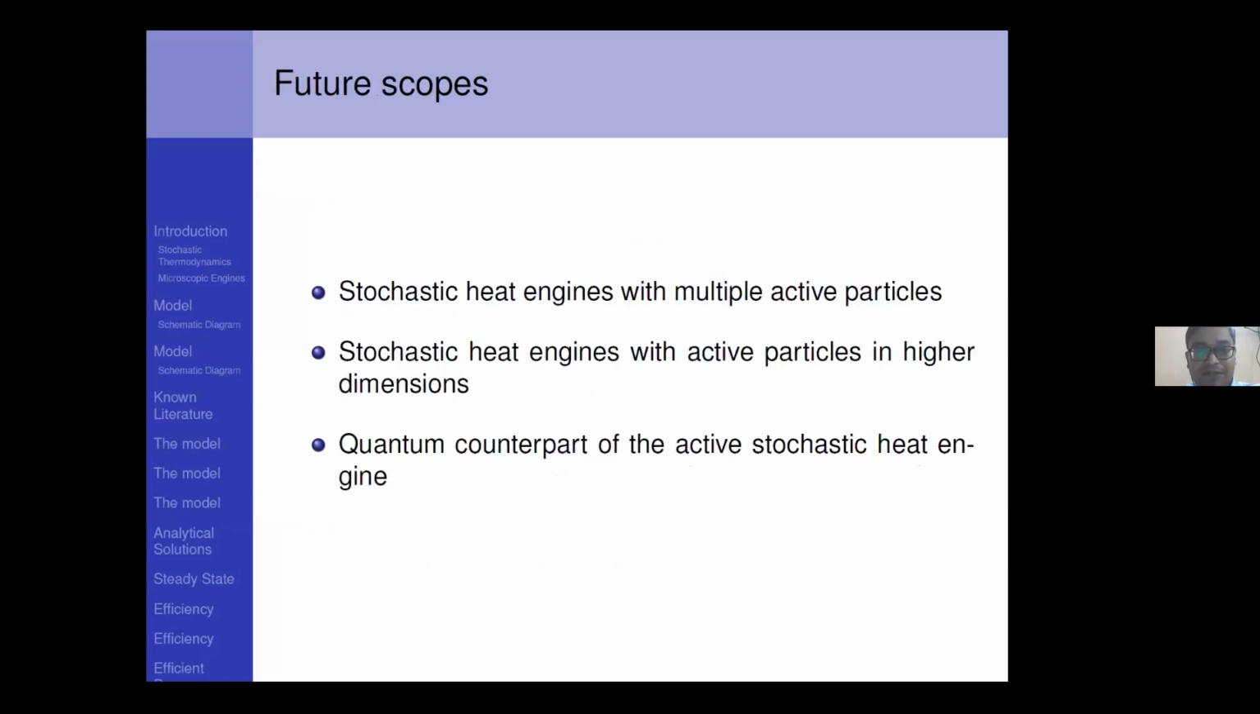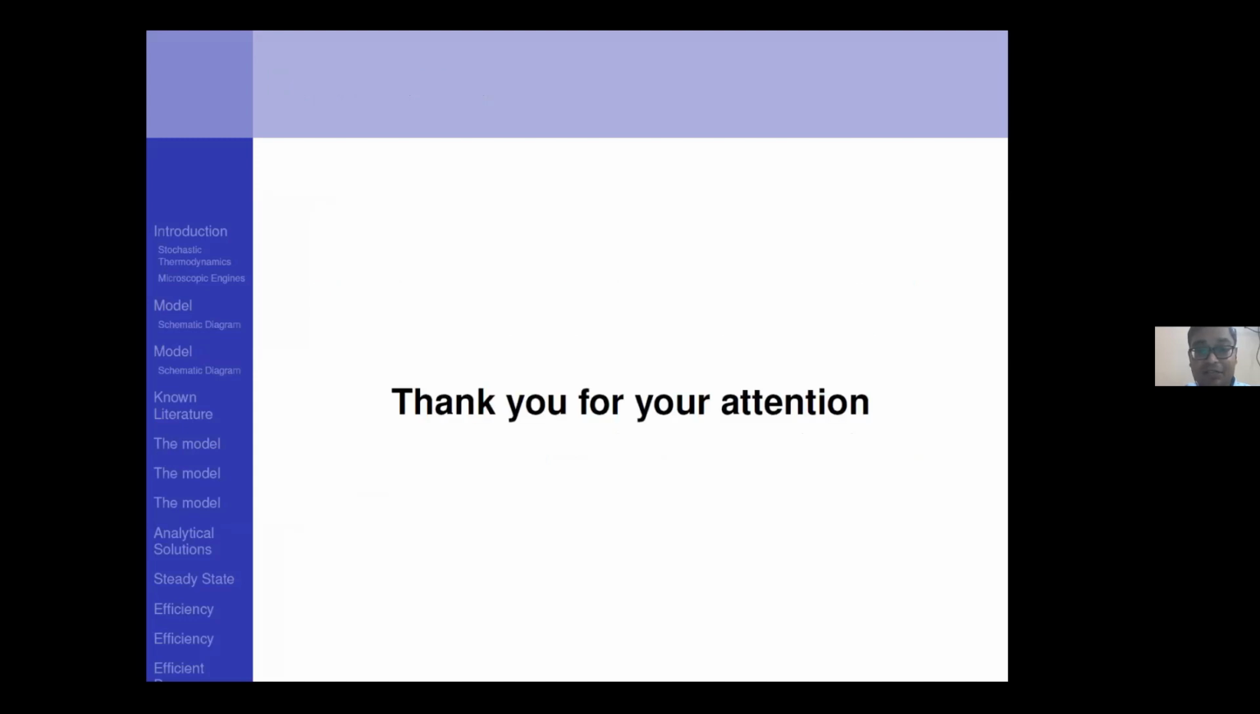There are some directions which I wish to work on, and I would really look forward to suggestions on these. Stochastic heat engines that use multiple active particles. Now this is interesting because multiple active particles may give rise to coordinated motion, and so it can be very different from a single active particle. And then stochastic heat engines in higher dimensions, which we are pursuing right now. And also the quantum counterpart will be very interesting. With that, I would like to thank you for your attention.